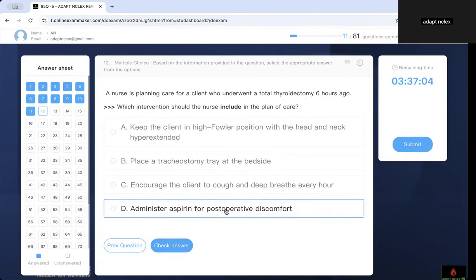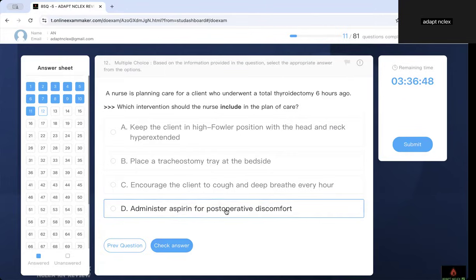Total thyroidectomy, in your neck. We remove it. What do you worry about? Airway and bleeding. Which answer choice should you include? Airway and bleeding. Pick your answer. Let me know. I give you the concept. That's what I want you to write down.